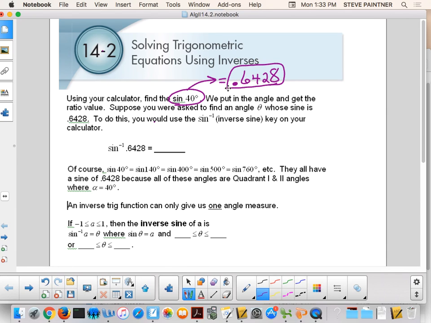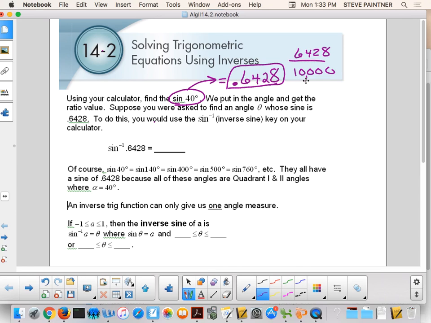Now some of you are saying, that doesn't look like a ratio. It is a ratio. You know what it is? It's 0.6428 over 1. This is the tenths column, hundredths, thousandths, ten-thousandths column. What that's telling you is your opposite side is this long, your hypotenuse is this long. That's what it's telling you. But it doesn't give it to you in a ratio form, it gives it to you in decimal form. Okay, so we put the angle in and get the ratio out.